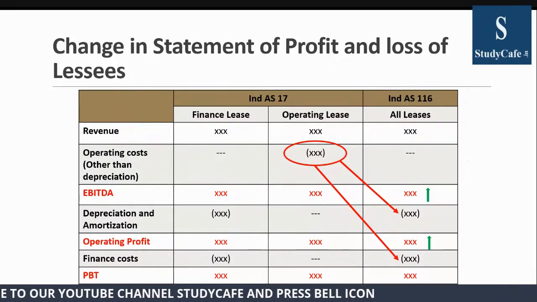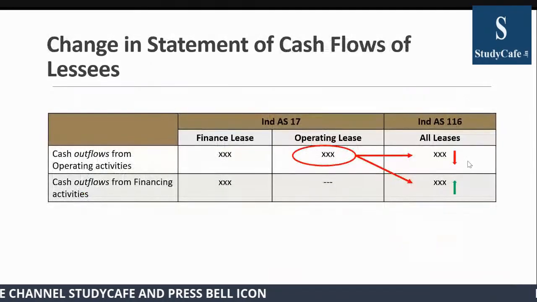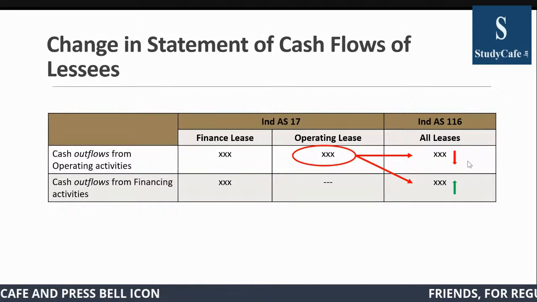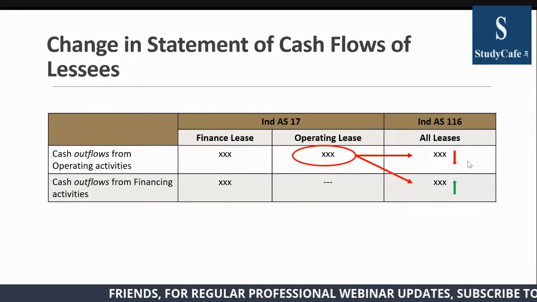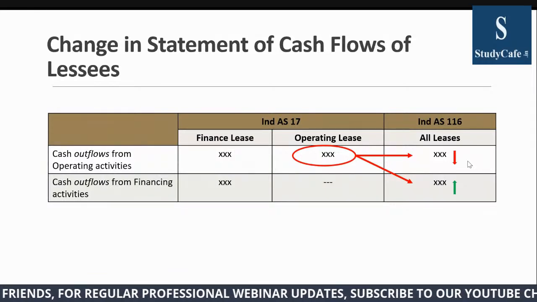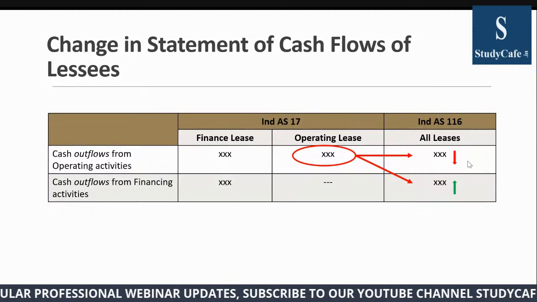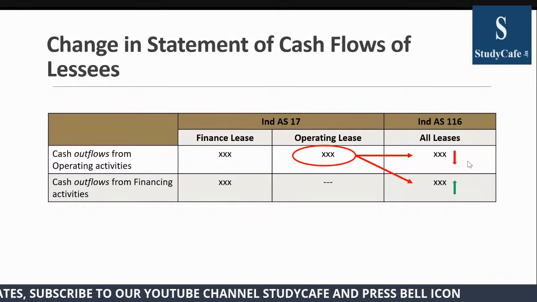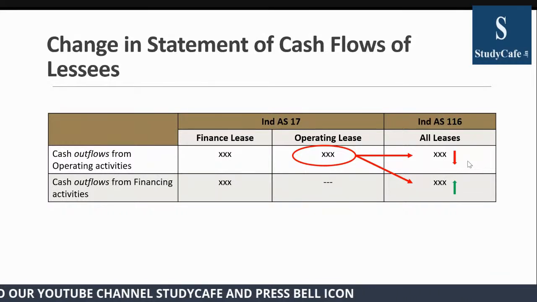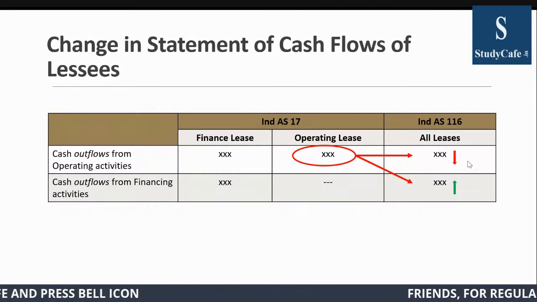Right. Now, moving on, what has been the change in statement of cash flows for the lessees? So when we talk about finance lease, obviously nothing has changed. The outflows from operating activities are still there, and outflows from financing activities are also still there. But in case of operating leases, the entire rental expense was recognized as an outflow from operating activities.